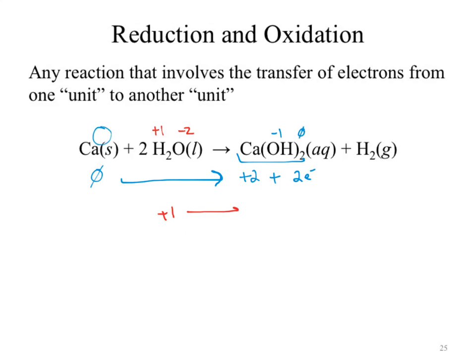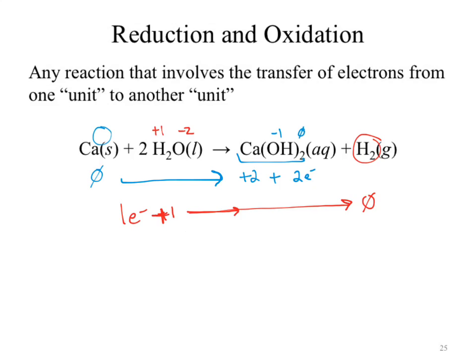What did it go to over here? A 0 charge. What had to happen to go from a +1 to a 0? It had to gain a single electron to balance out that charge. So we could add 1 electron over here. When we do the math, we get that 0 charge.